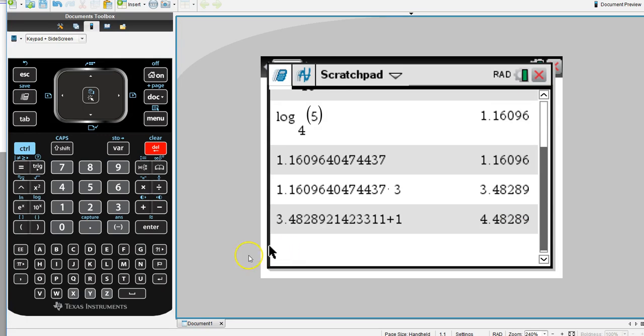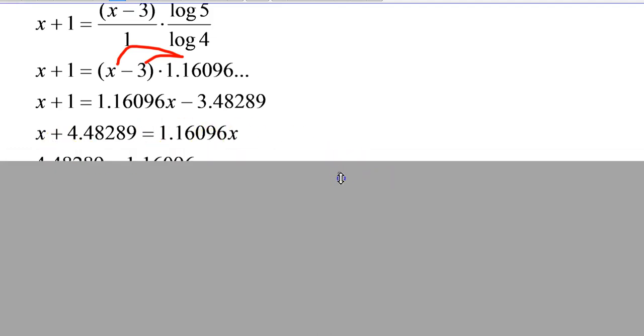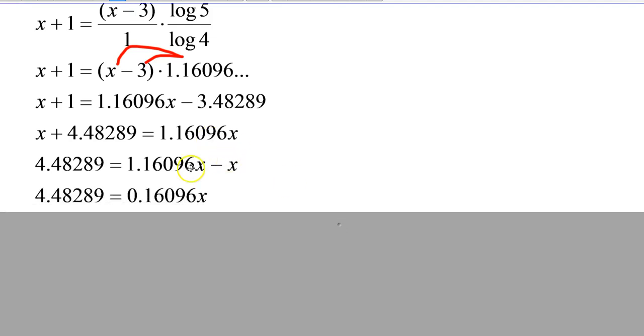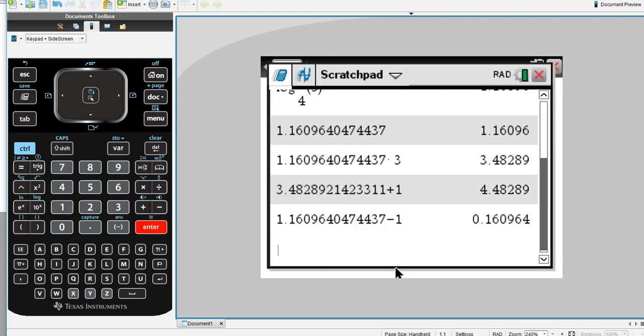Okay, so there's where I am. Very strange. Okay, and then I am going to subtract x from both sides of the equation. And when I subtract x, realize that's 1x, so that gives me 0.1609x. So on the calculator, I am going to grab that number, minus 1. Okay, so now I have those numbers on my calculator.